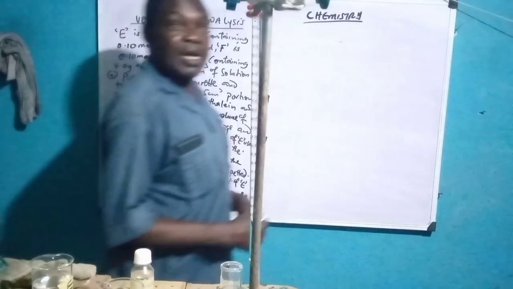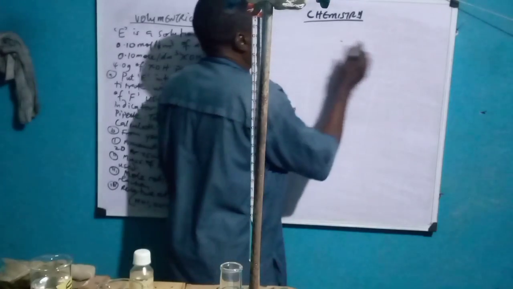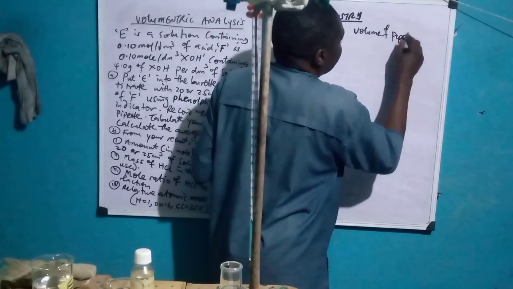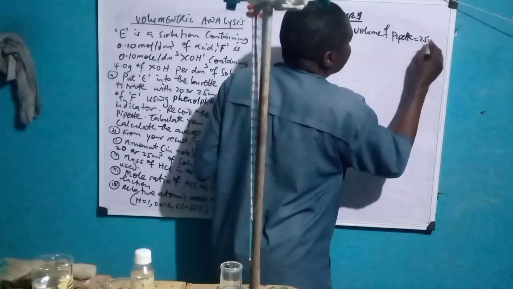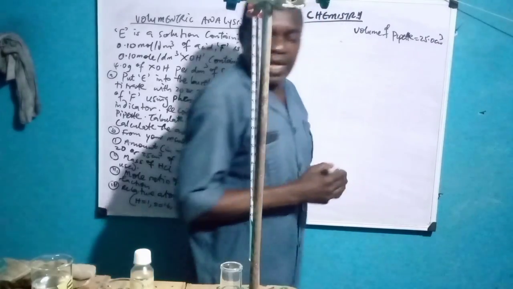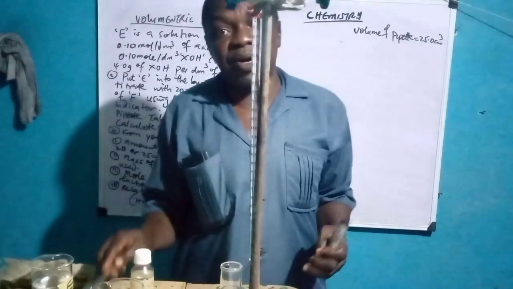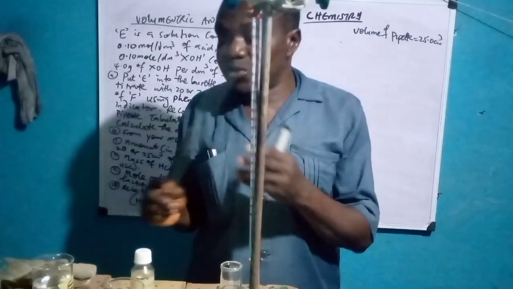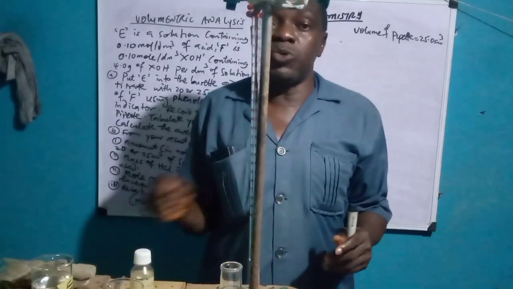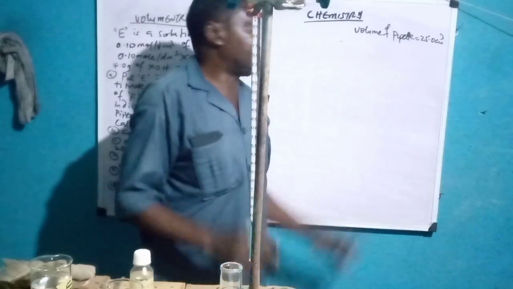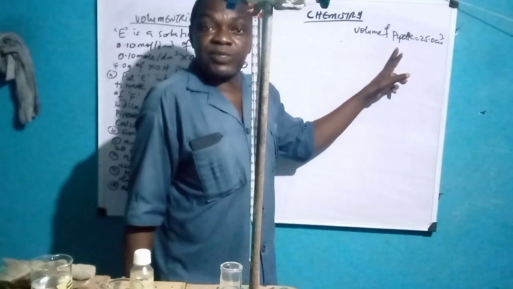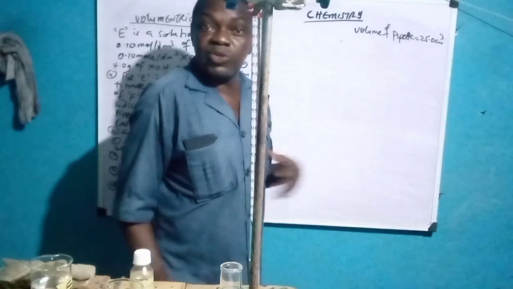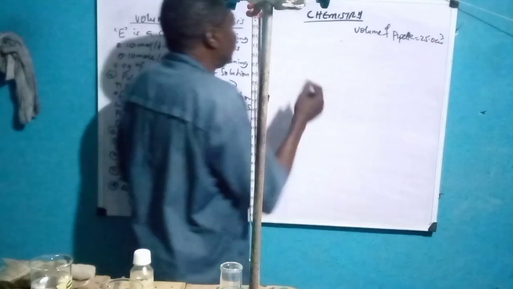Before you do that, put your table first. You say volume of pipette, 25.0 cm cube. If you look at it, the one used in the school I work is usually 25. You will have to check your own. Normally it is 20 or 25 in various schools. If your own is 25, which is the common one, you indicate it. Usually some examination bodies start your marks there, like NECO in particular. Sometimes WAEC also does the same. This volume of pipette is 1 mark, so don't miss it. Those are giveaway marks.